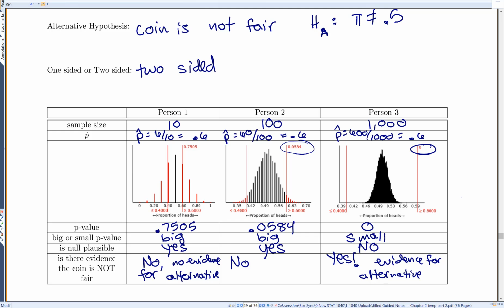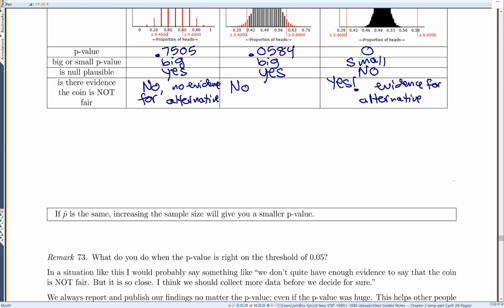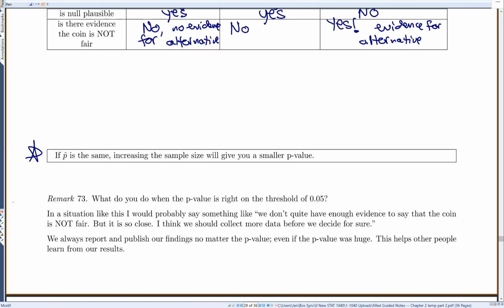So this is why we like bigger sample sizes. By the time we get bigger sample sizes, there's a lot less variability. We feel more confident in our results. We get smaller p-values. We get better, stronger evidence. So if everything else is the same, if p hat is the same, increasing the sample size will give you a smaller p-value.